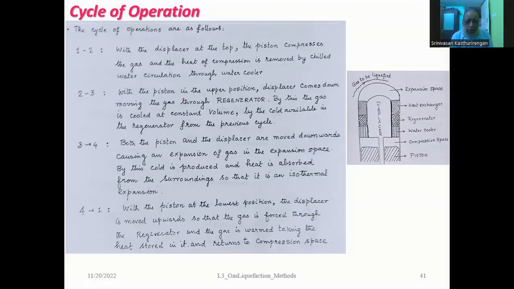Now in the next process, 3 to 4, both the piston and the displacer move downwards. What happens is, in such a case, the gas undergoes an expansion in the expansion space.